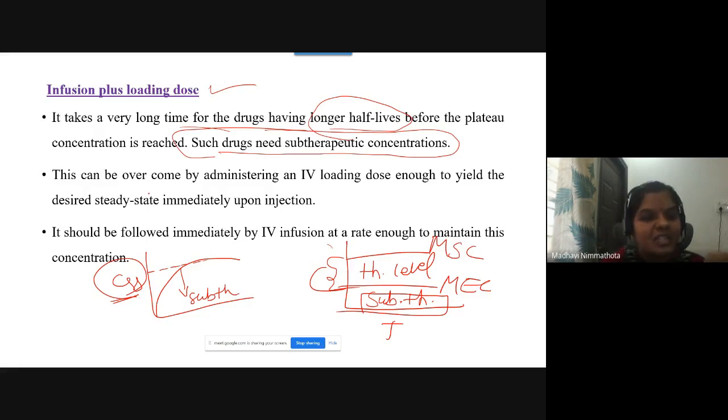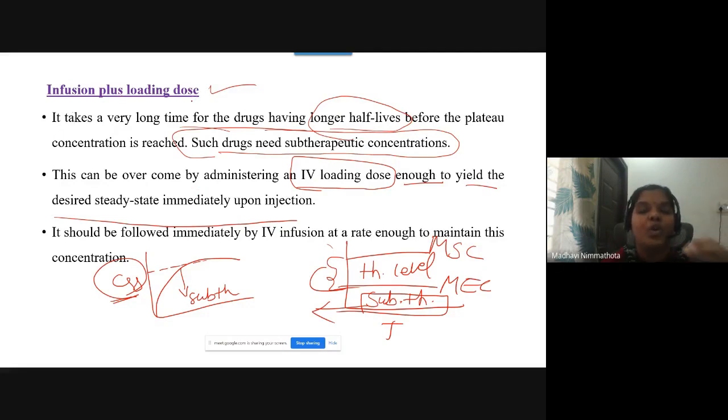This can be overcome by administering an IV loading dose, which is enough to yield the desired steady state. In those cases we cannot exactly decide whether it follows the therapeutic level or the subtherapeutic level. So for these kinds of drugs you need to give a loading dose along with the IV infusion rate. That's why it is called infusion plus loading dose.